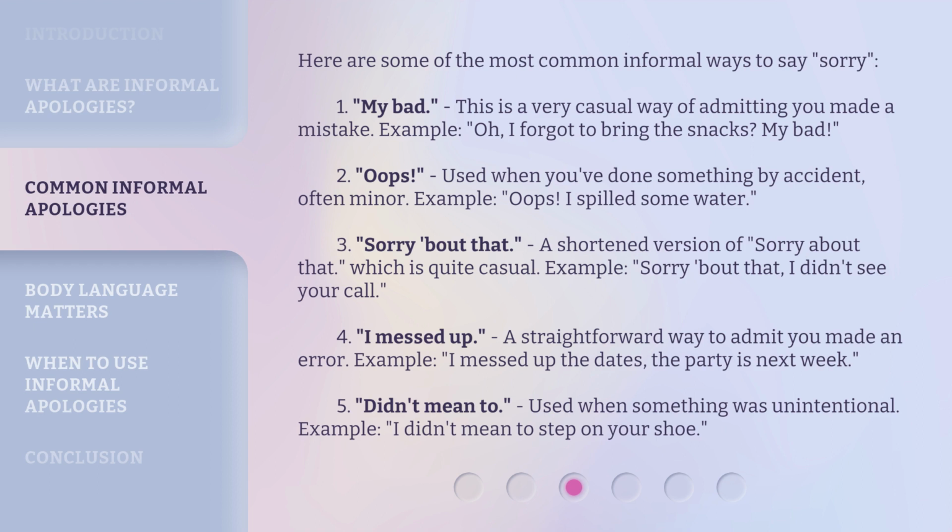3. Sorry about that. A shortened version of "I'm sorry about that," which is quite casual. Example: Sorry about that, I didn't see your call. 4. I messed up. A straightforward way to admit you made an error. Example: I messed up the dates, the party is next week. 5. Didn't mean to. Used when something was unintentional. Example: I didn't mean to step on your shoe.